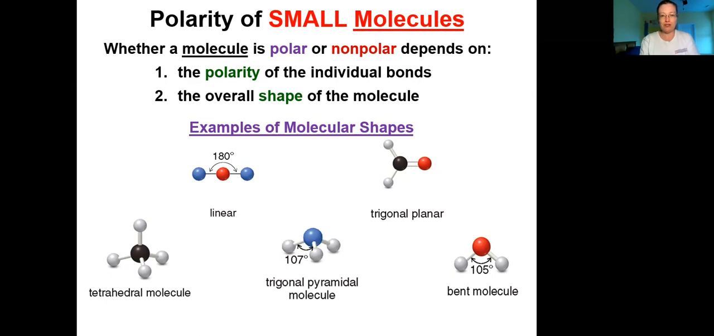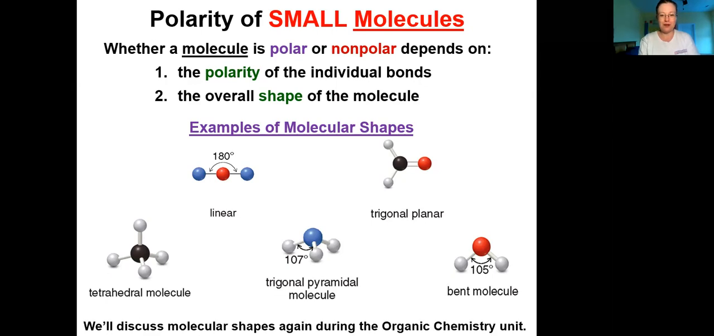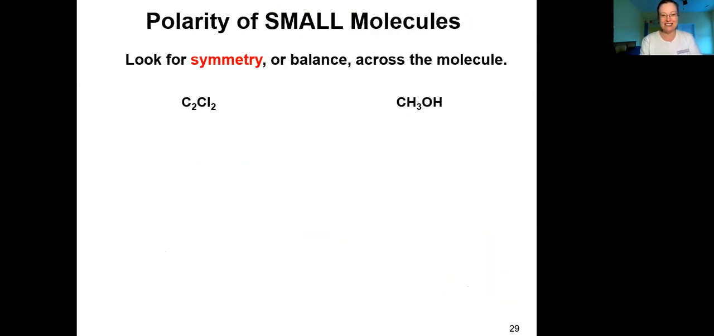You're not going to be required to know these shapes or their names. We don't have time this semester to go over it. Again, I won't really be able to do it at all with the organic chemistry unit. Sorry. What I do need you to do, though, is look for symmetry or balance across the molecule, and I'm going to give you some help with this. This is where knowing how to draw the Lewis structures for these molecules will be very important.